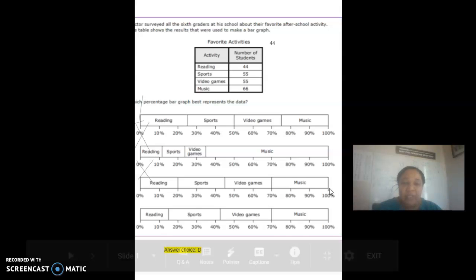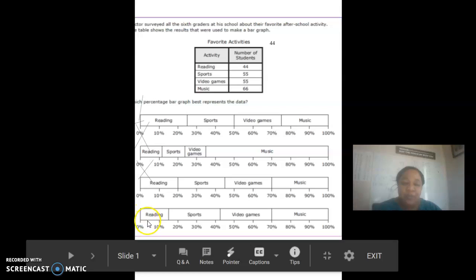Remember, for reading, we're looking for 20%. In D, we're going from 0 to 10, and then right there is 15. It looks like reading is 15% for D, so that's not the right answer. My answer is going to be C.